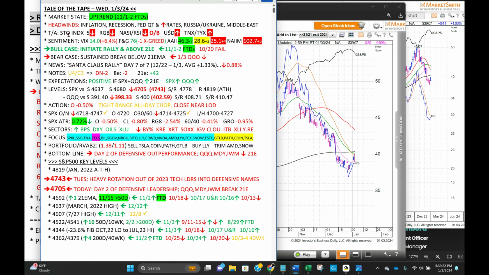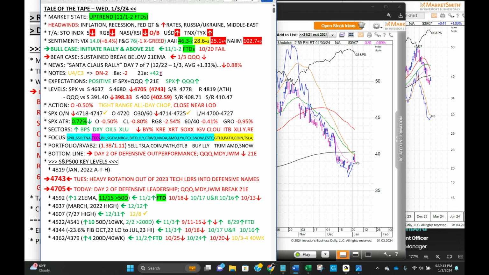The Santa Claus rally was a Santa Claus failure, ended up down 0.88%. Second harsh day down, really the third day down if you count last Friday. Second close below the 8 EMA, still 42 days above the 21 on the S&P 500.